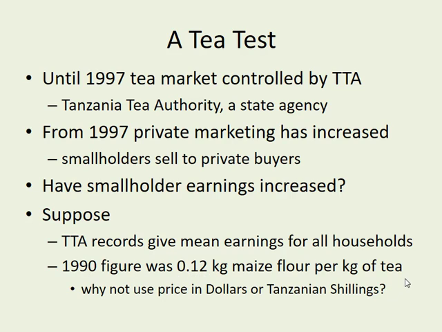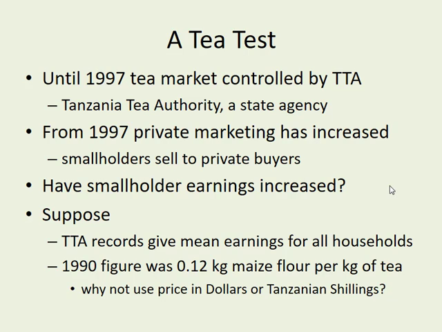And you might like to think about why we don't use dollars or Tanzanian shillings or pounds or something. Why do we measure the value of tea in maize instead of money? And that's another question. So 0.12 kilograms of maize flour per kilogram of tea in 1990. Now we want to know, have smallholder earnings increased since then?